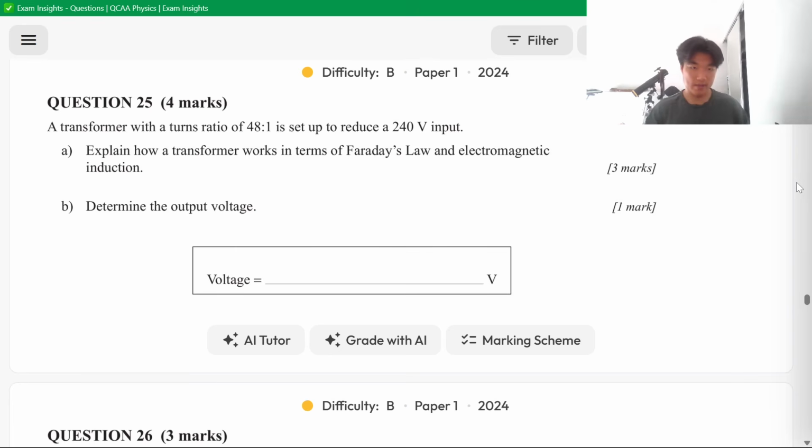Explain how a transformer with a turns ratio of 48:1 is set up to reduce a 240 volt input. Explain how a transformer works in terms of Faraday's law and electromagnetic induction. 3 marks. It's probably a short response, it's probably not too much writing.